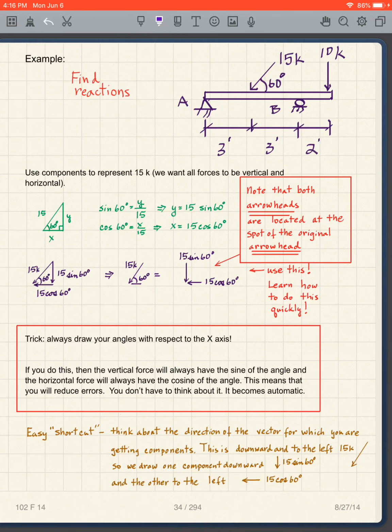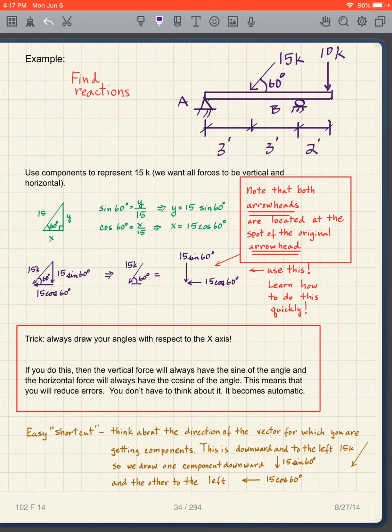And it's quite simple. So the vertical is the hypotenuse times the sine of the angle, and the horizontal is the hypotenuse times the cosine of the angle. That's straightforward. So in the y direction it's sine, and the x direction it's cosine. You need to learn how to do this very quickly. Now the trick is, of course, that you always have to draw your angles with respect to the x-axis. You have to use the x-axis. If you want to use this rule, you have to look at your problem and make your angles with respect to the x-axis. This one is, right? Because there's the x-axis, and it's 60 degrees with respect to the x-axis.